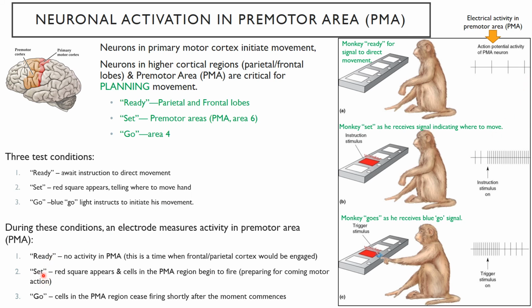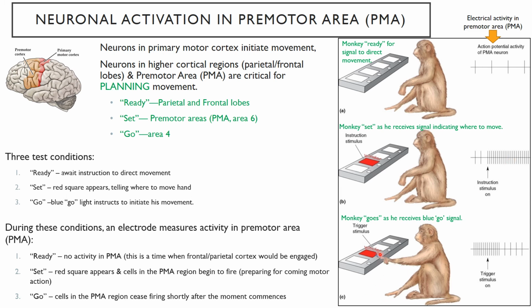During the set phase, though, when the monkey is told, hey, you are going to have to press this light, all of a sudden the premotor area starts to fire. So it's firing, and you can vary how long the time is between set and go, but it'll continue to fire during that time. And this is basically telling the brain, hey, this is the motor pattern that you're going to have to do when you do it.